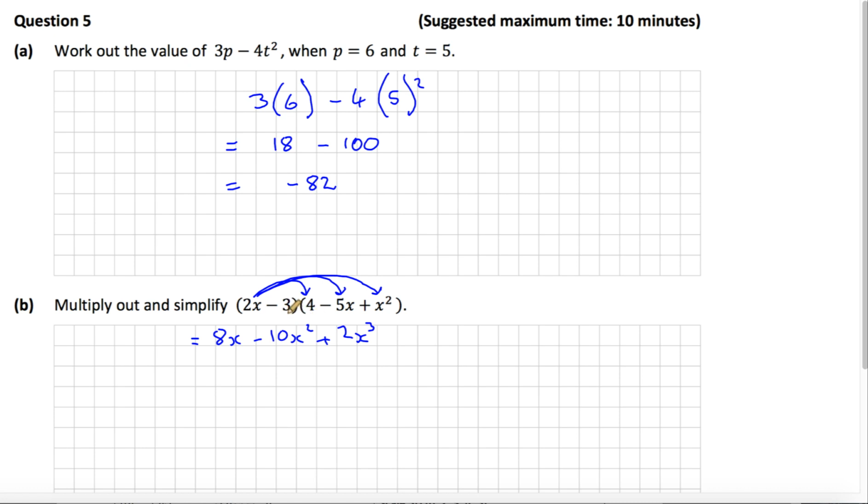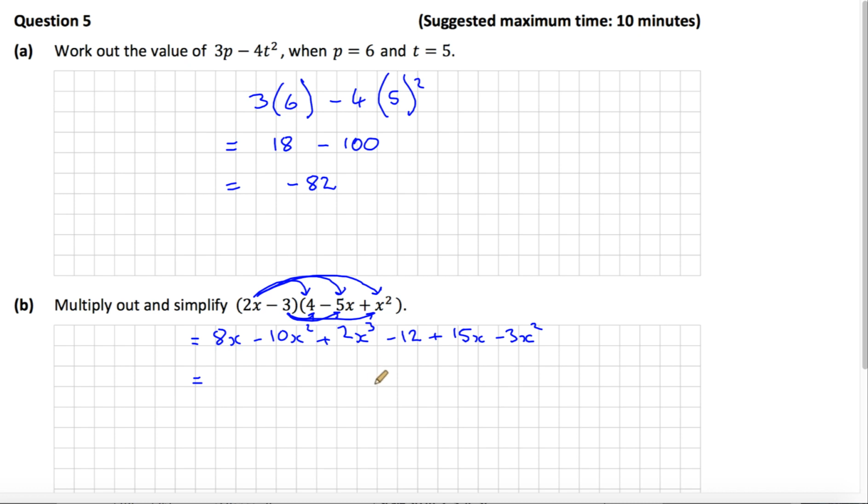And 2x by plus x squared is 2x cubed. Okay, and then we can multiply the minus 3 by each of those terms as well. So minus 3 by 4 is negative 12. Minus 3 by minus 5x is plus 15x. Just be careful with your signs. Use a calculator if you need to without the x. Minus 3 by plus x squared is minus 3x squared. So that's the multiply bit done, multiply out, and now we're going to simplify.